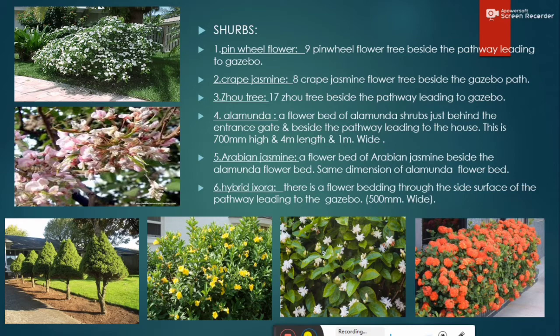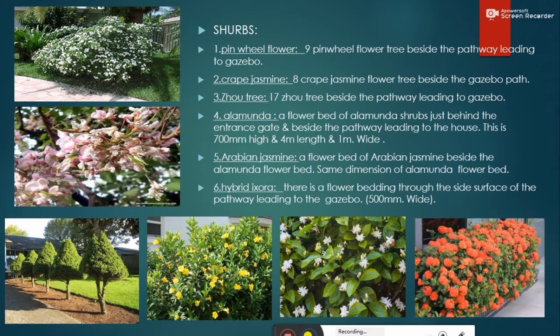Alamunda: a flower bed of alamunda shrubs just behind the entrance gate and beside the pathway leading to the house. This is 700 mm high, 4 meters in length and 1 meter wide. Arabian jasmine: a flower bed of Arabian jasmine beside the alamunda flower bed.